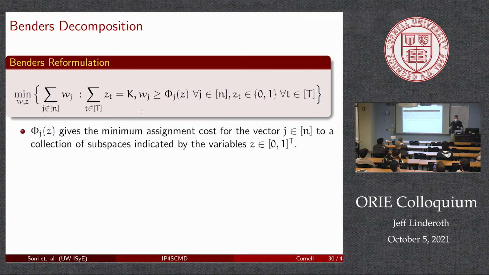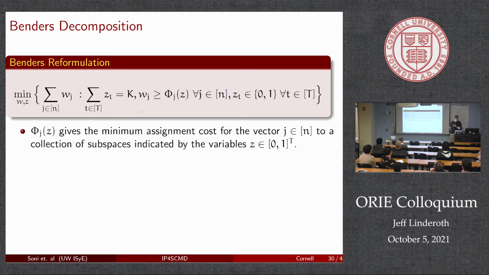So we no longer have assignment variables x_jt, but instead we have some new surrogate variables. Here I call them w_j, and that's supposed to be how much it costs me to assign point j to a subspace. So w_j needs to be at least phi_j(z), which is the minimum assignment cost for the vector j to the collection of subspaces that are parameterized by z. So it's either open, not open, or, if I want to solve the linear programming relaxation of that problem, sort of partially open, right? So that's this function phi_j(z).